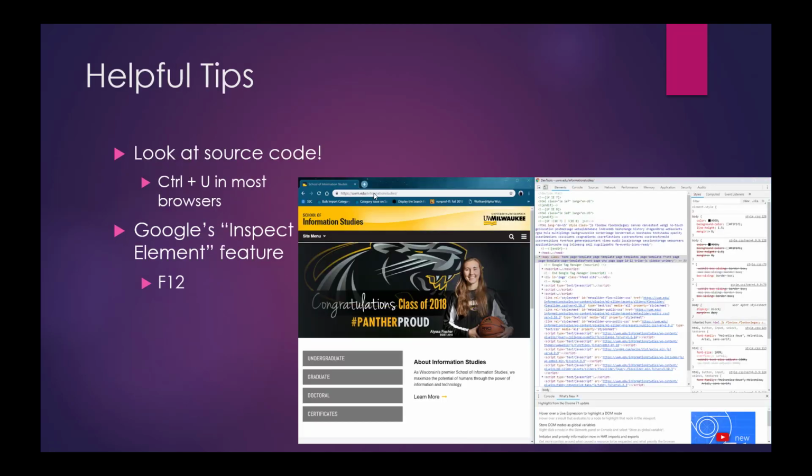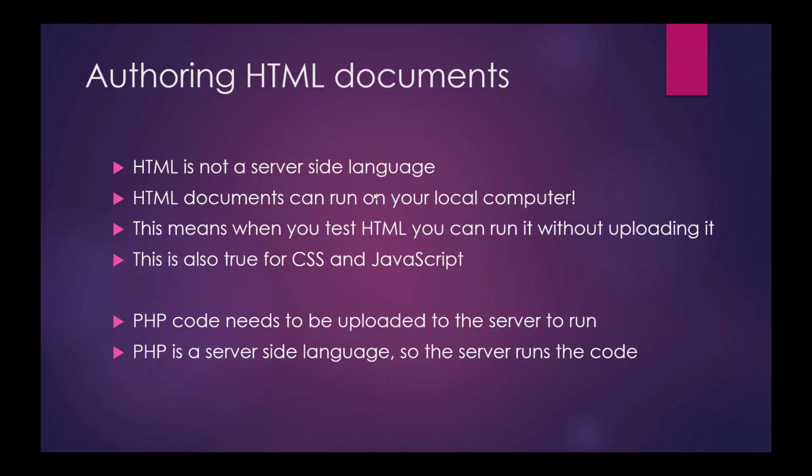A general helpful tip when thinking about HTML is to be looking at source code of websites. So again, Control U for most browsers, or Google's inspect element feature, which is F12, will allow you to see how some websites were able to do something in HTML. So you might say, oh, how do they make that button brown or gray or whatever it is? You can use the source code and the inspect element to take a peek and see what they did. They did X, Y, or Z.